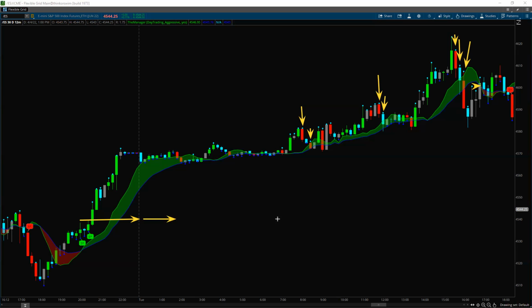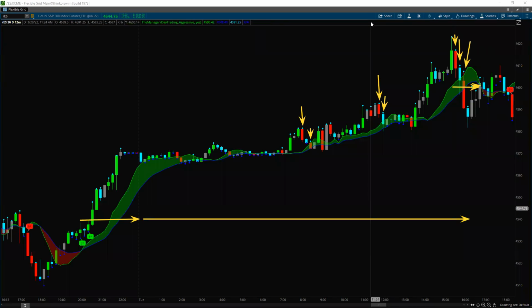So entry was down here, 4540. Exit was around about here at 4600. So 60 points, pretty good. Times 4 to get your tick amount, 246. That's a pretty good trade.